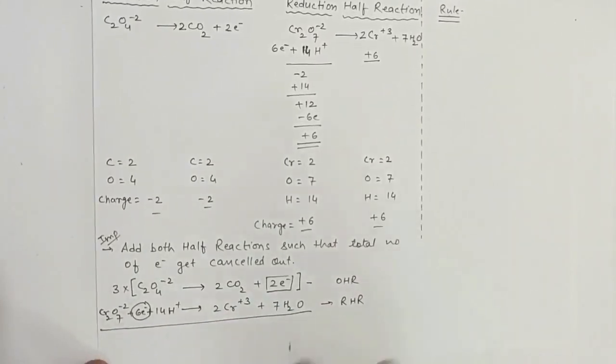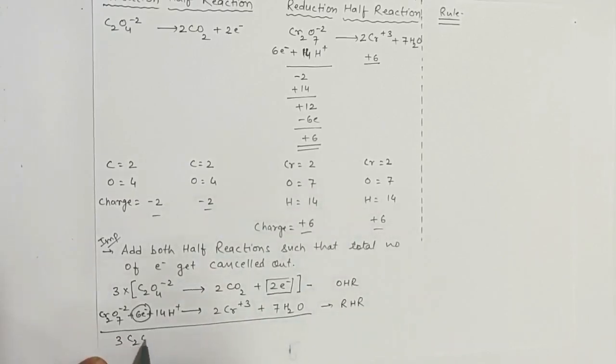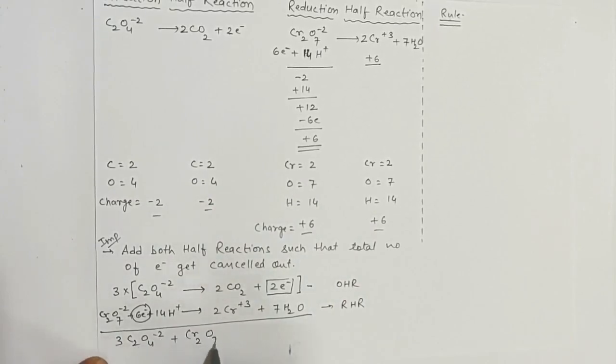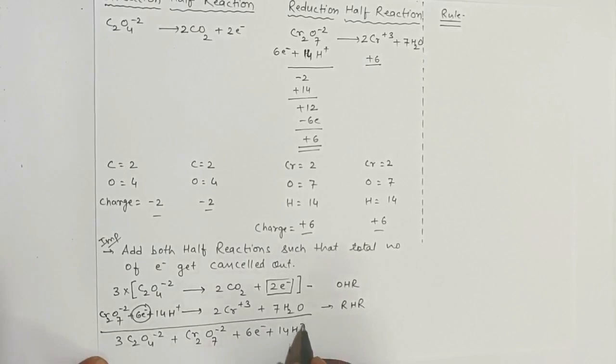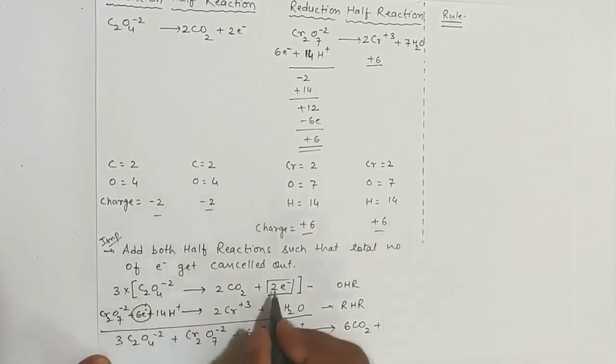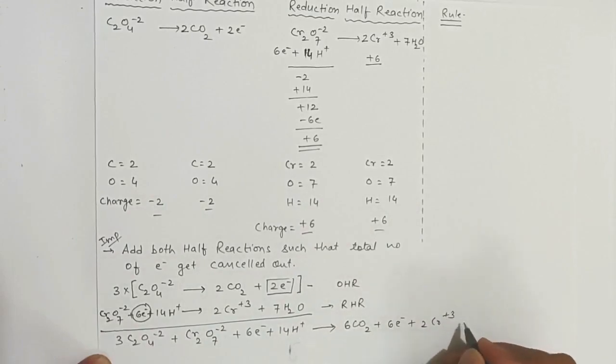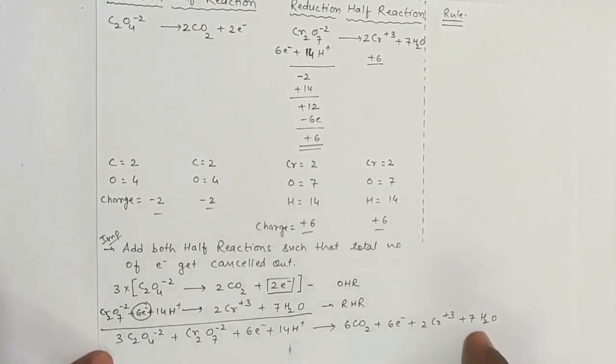Let's write down the final equation. By multiplying the equation by 3, we will get 3 of C2O4 2-, plus Cr2O7 2-, plus 6 electrons, plus 14 H plus. This is the reactant part of the complete redox reaction. This will give us 6 CO2 plus 6 electrons plus 2 of Cr 3+ and 7 of H2O molecules. This is our final redox reaction.